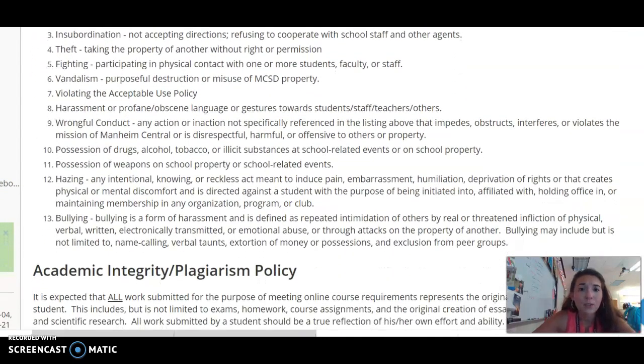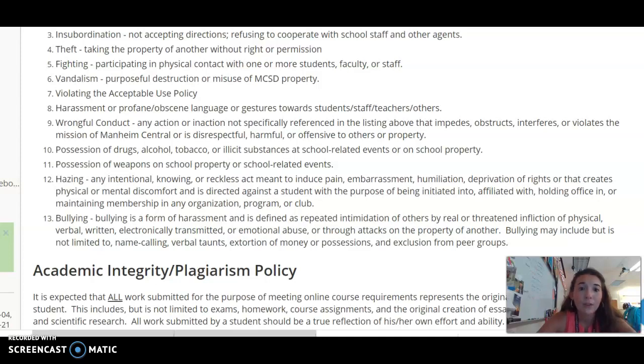Any intentional, knowing, or reckless act meant to induce pain, embarrassment, humiliation, deprivation of rights, or that creates physical or mental discomfort and is directed against a student with the purpose of being initiated into, affiliated with, holding office in, or maintaining membership in any organization, program, or club.